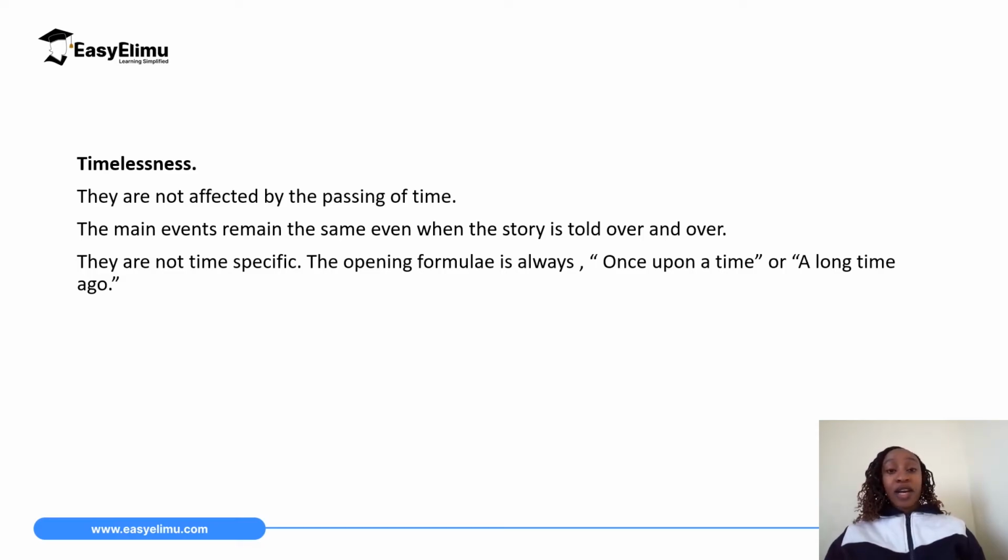Oral narratives are also timeless, and that means that they are not affected by the passing of time. So the main events will remain the same even when the story is told over and over again. Even if the story is told 20 years later, the events will remain as they were, the characters will remain as they were. So they are not affected by time. They are not time specific. That's why the opening formula, which we learn when we go deep into oral narratives, you find that how it starts will be once upon a time or long time ago. So they don't give a specific time.